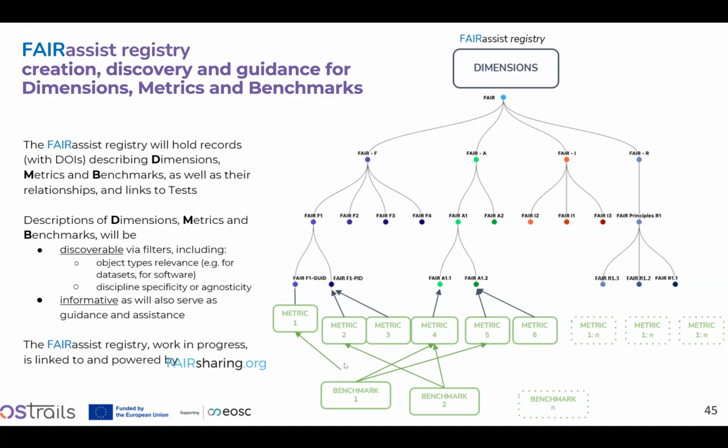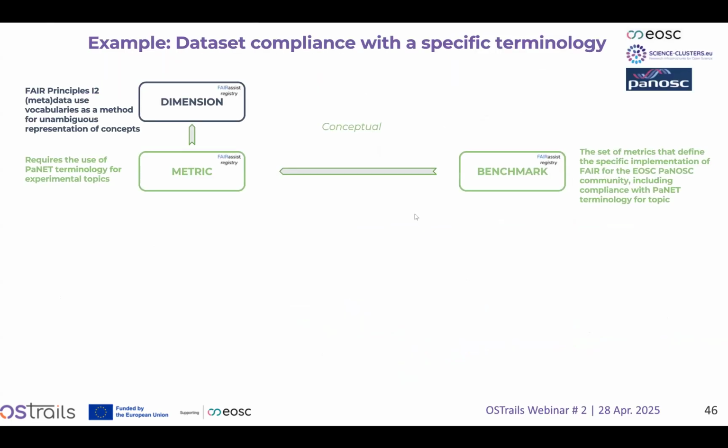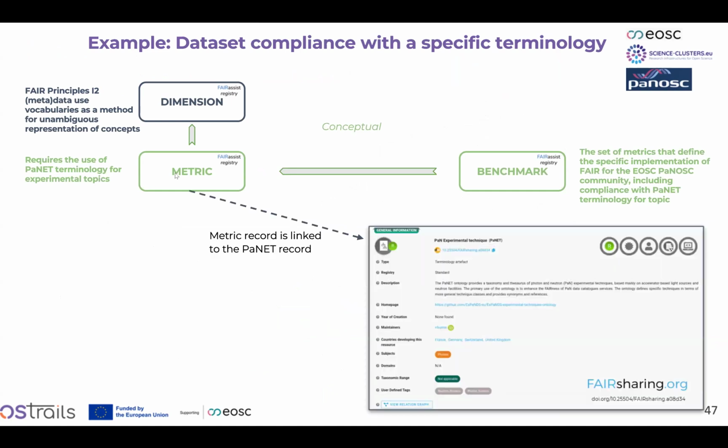In addition, we will have the definition of benchmarks, which are composed of various metrics. So a specific example in the case of PANOSC, there's a variety of things that are expected, including compliance with the PANET terminology. So here's our benchmark saying, here's the set of things that I expect. One of those expectations is the use of the PANET terminology. What is the PANET terminology? The metric has a link out to FAIRsharing, say that is the PANET terminology. That is what the metric is talking about. It's like, okay, that is unambiguous, very clear, very transparent, great.